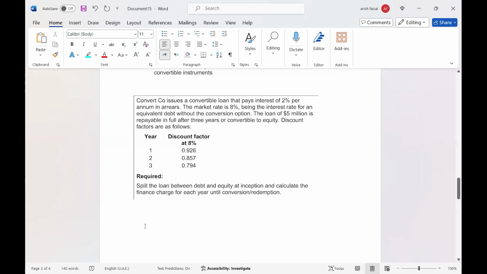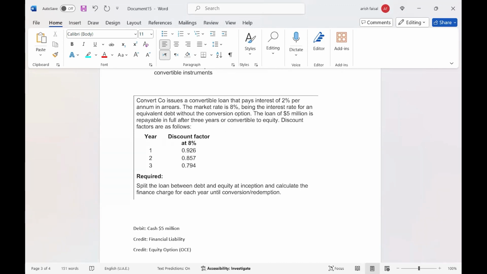Now, please see over here, debit will be cash, because the company has received cash of 5 million. That's the asset, right? But now it's not considered to be 100% financial liability. As I told you, it has both the elements. So it will be credit, like there are two credits over here. One credit will be your financial liability, and the other credit will be an equity option, which you record in your other components of equity.